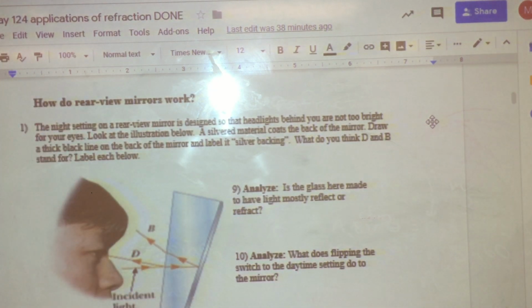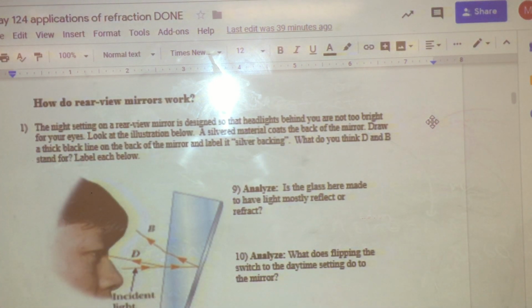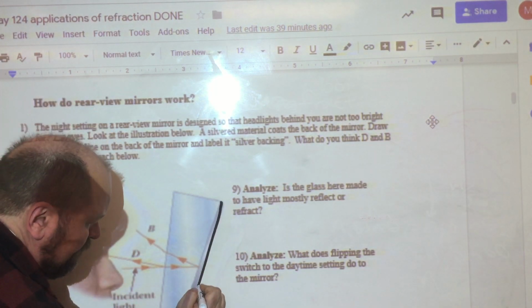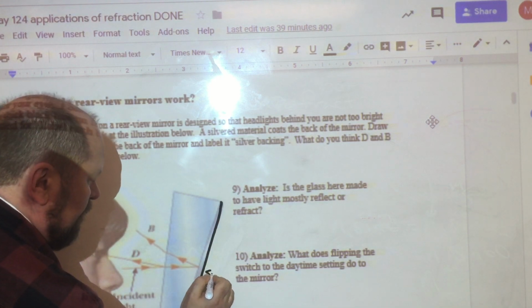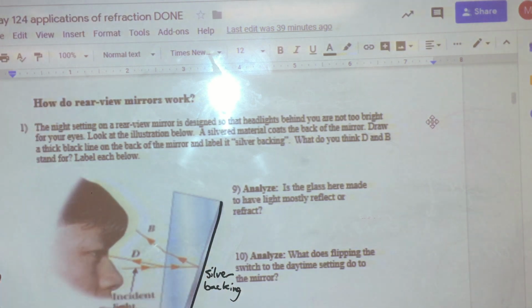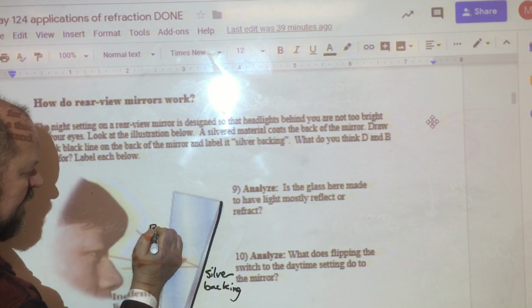Okay, the night setting in a rear view mirror is designed so the headlights behind you are not too bright for your eyes. Look at the illustration below. A silvered material coats the back of the mirror. Draw a thick black line on the back of the mirror and label it silver backing. What do you think D and B stand for? Well, the D is going to stand for dim, and the B is going to stand for bright.